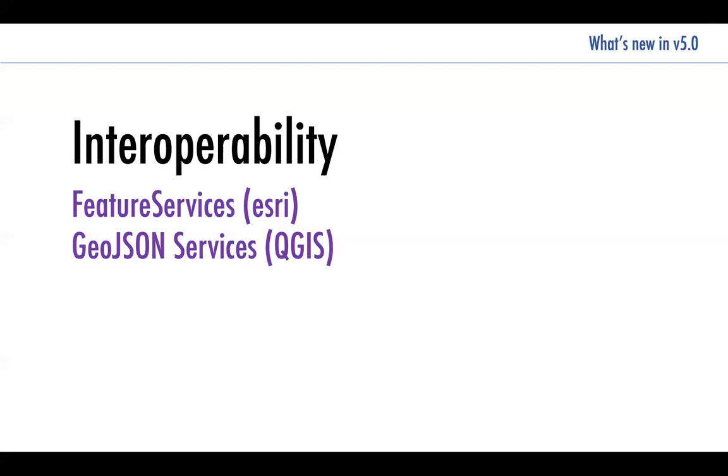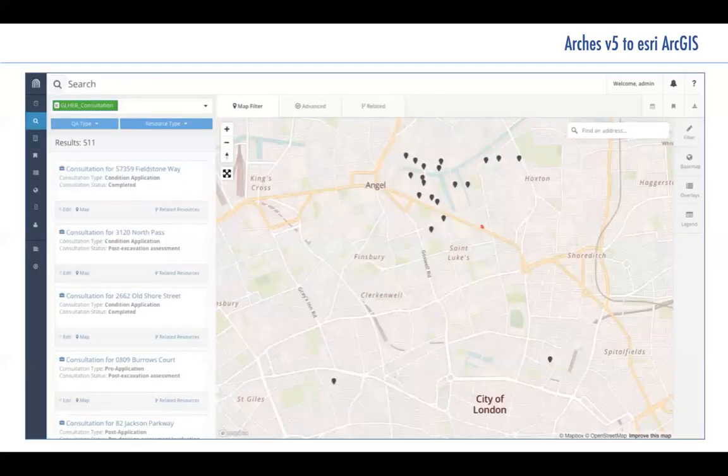But let's look at two examples. And these are really probably most germane to people working in the GIS or geospatial worlds. I'm going to start with an example of how Arches can talk directly to the Esri GIS ecosystem. So here's another video, and I'm going to start it.